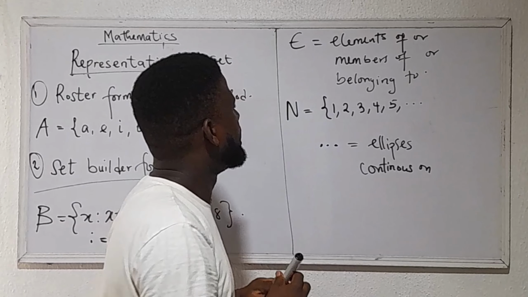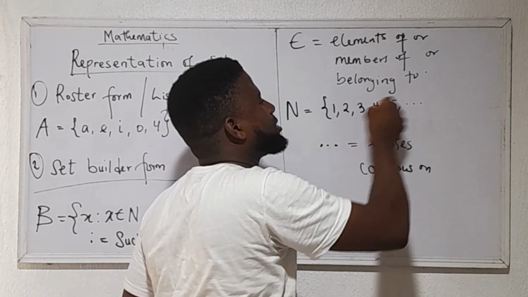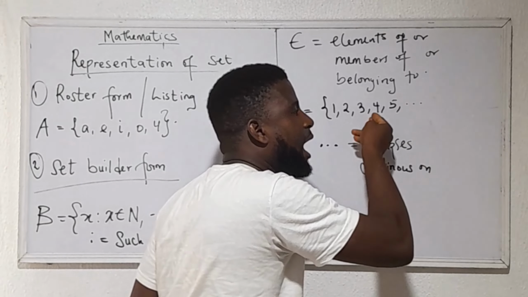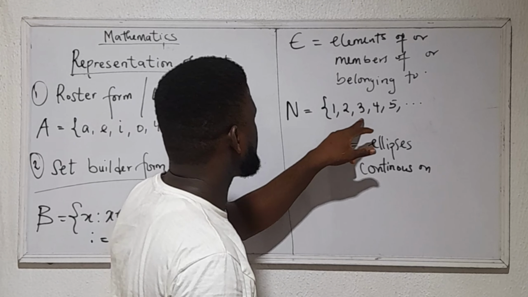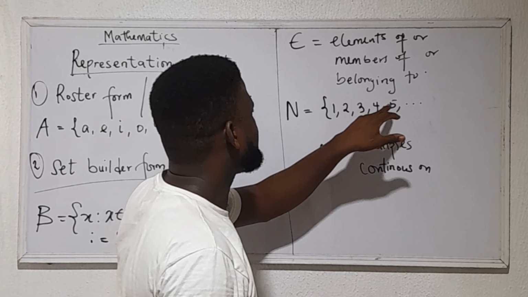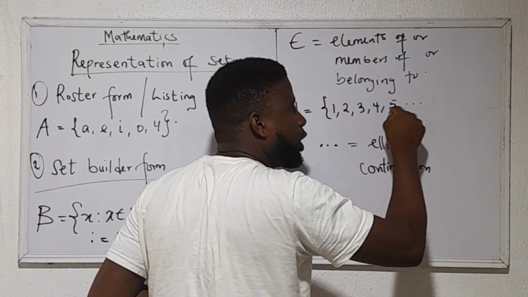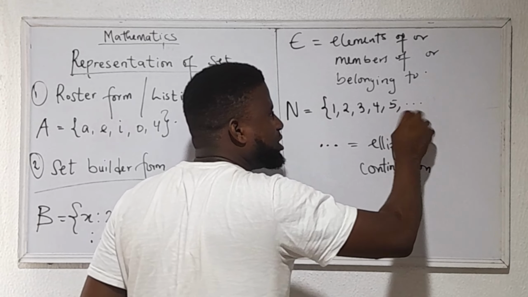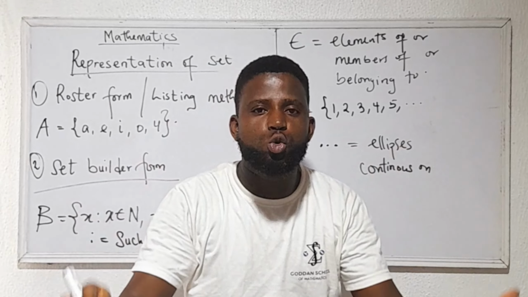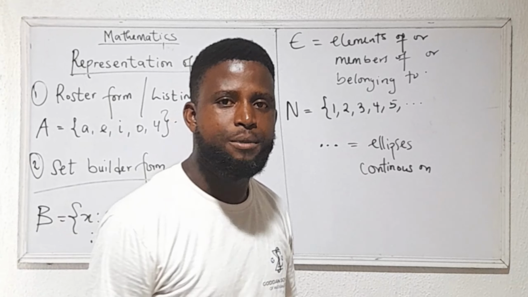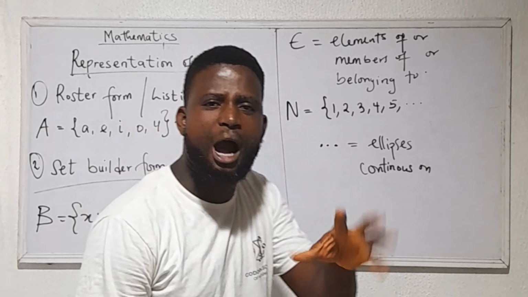It means that the listing of these elements is continuous in the same order in which the listing started and was given. So we have after 1, 2, after 2, 3, after 3, 4, after 4, 5. It simply means that this listing is continuous in this same order. So after 5, 6, after 6, 7, 8, 9, 10, 11, 12, up until infinity, right? So the set of natural numbers is the set of counting numbers.